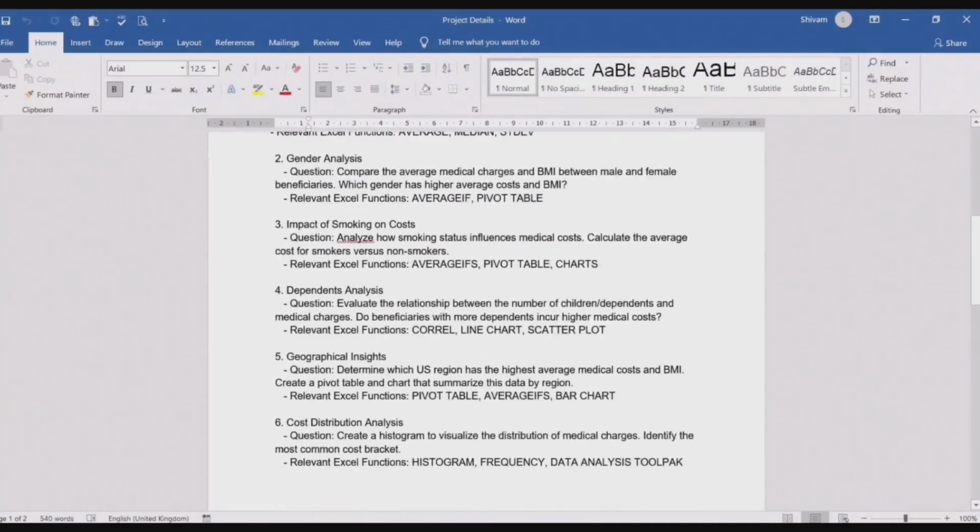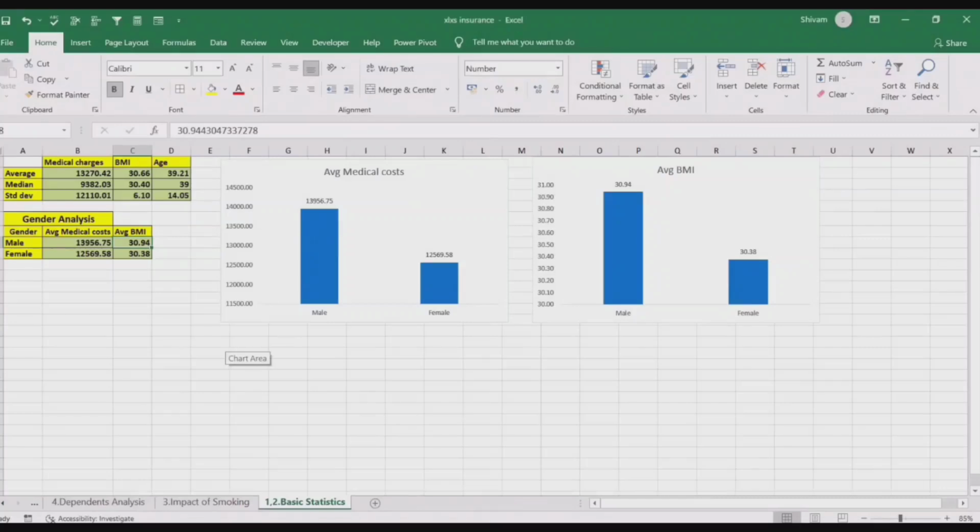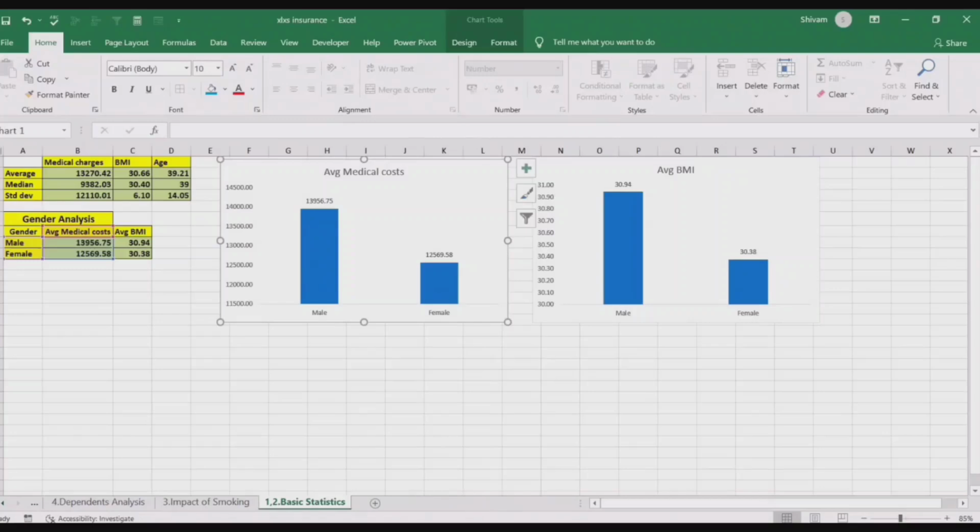Now for the second question, gender analysis. We have to compare the higher average cost and BMI on the gender basis. Here I have used the average function to find the average medical cost and average BMI on the gender basis. We can clearly see through the chart that the average medical cost for the male is higher than the female, and the same goes for the average BMI. The average BMI for the male is slightly higher than the female.